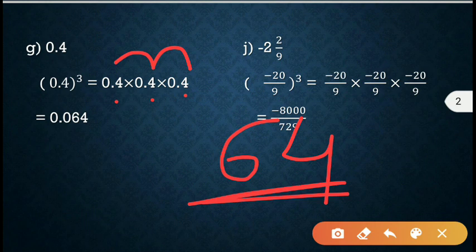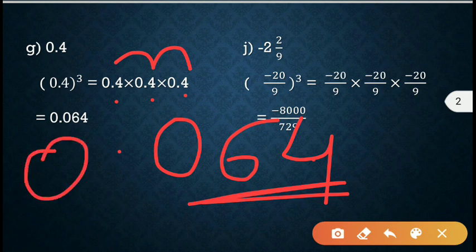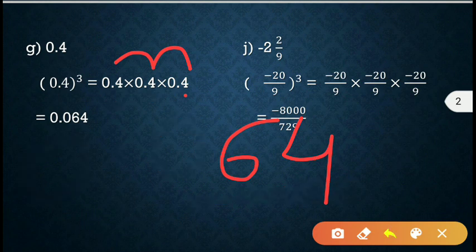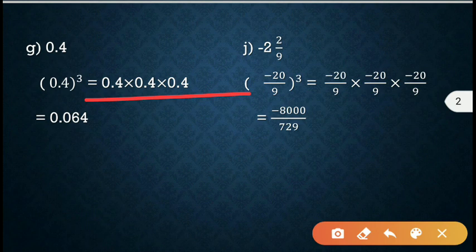Before this 64, you need to write one more 0, because 1, 2, 3 places. After this 3, write the decimal point. So 0.064 is your answer. When you multiply this, you will get 0.064.